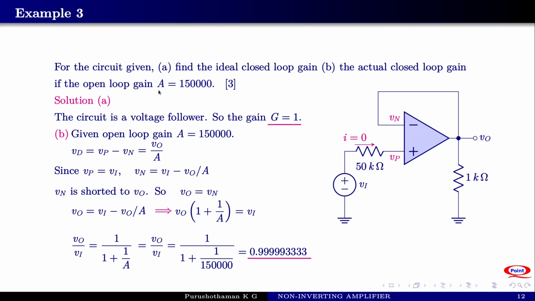So you can see that even if the gain is finite, since the open loop gain is very high, the output is almost equal to 1, or the gain is almost equal to 1.